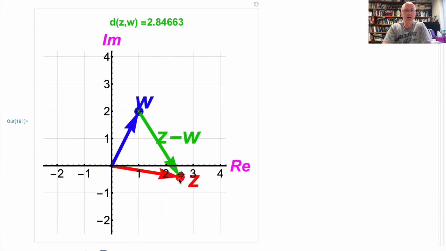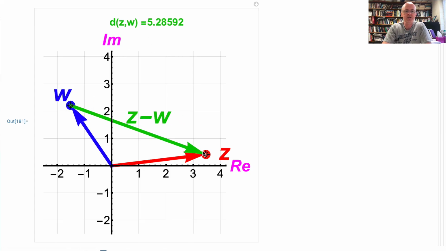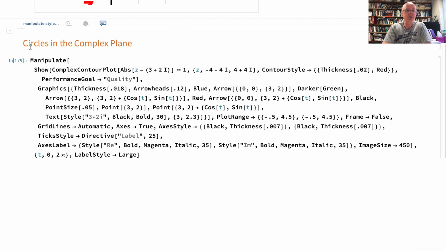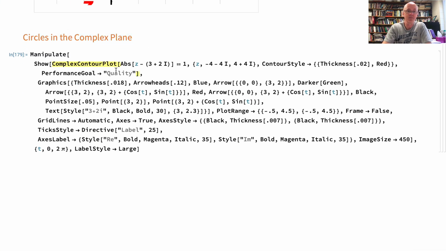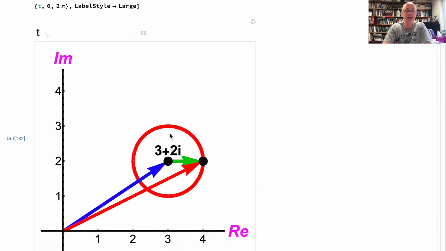But because I use the locator command, I can move these things around. I can see how the vectors change, and I can also see how the distance changes. We are measuring the distance between z and w no matter what they are. With this code, we can describe circles in the complex plane. Here's the code right here. I enter this, and I get a circle in the complex plane. It's the circle centered at 3 plus 2i with a radius of 1.